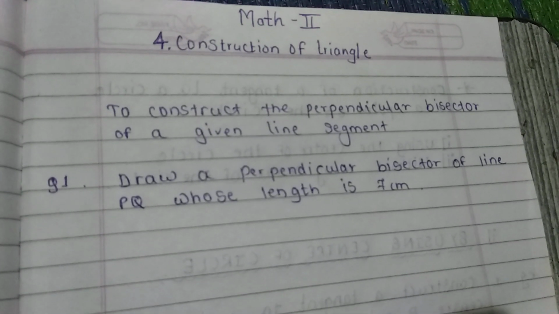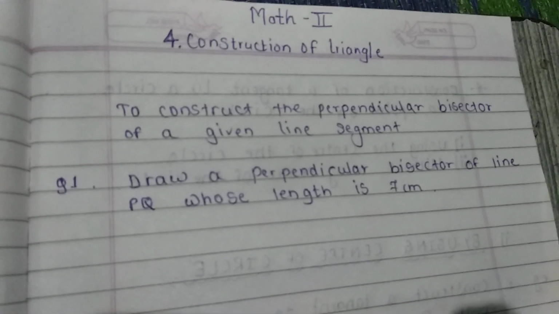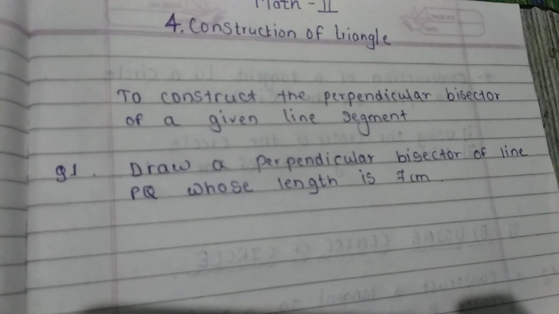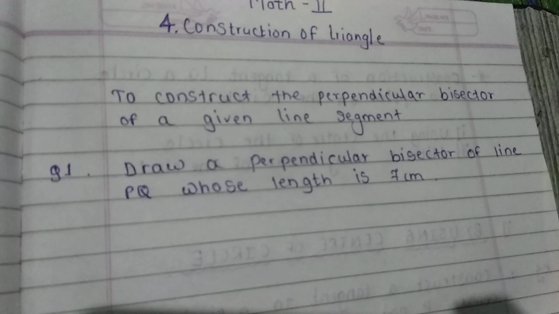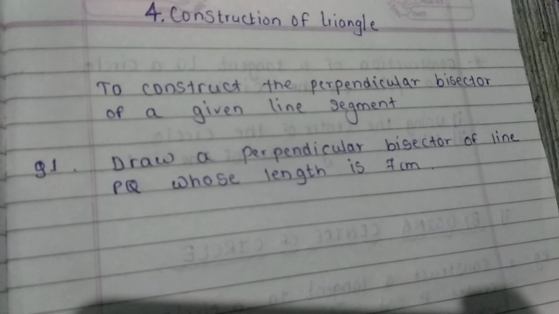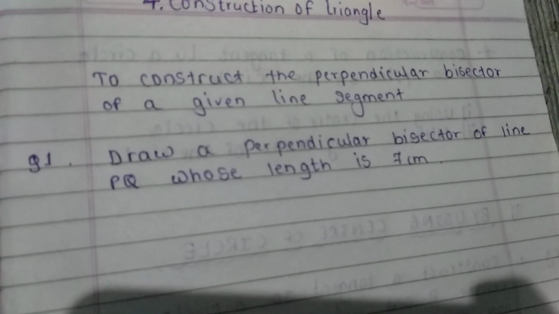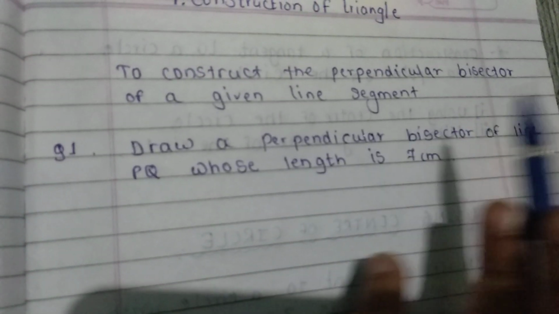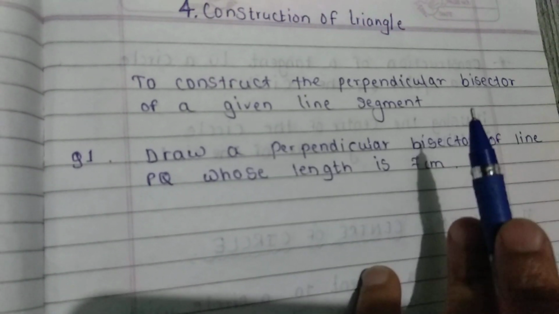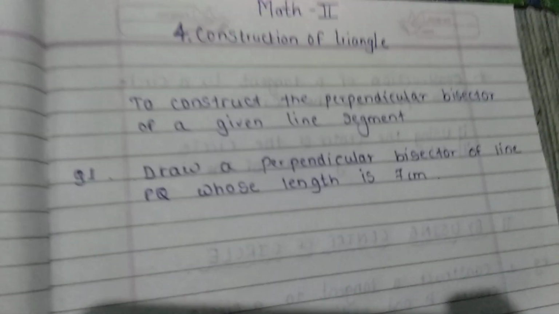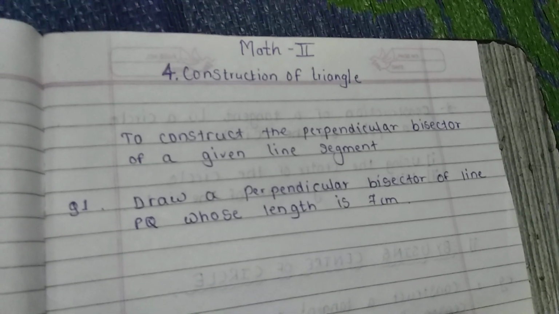So they will ask you a question like this: draw a perpendicular bisector of a line PQ whose length is 7 centimeter. So my dear students, sometimes they will give the name of the line segment and the length of the line segment, and sometimes they will just tell you to construct the perpendicular bisector of a given line segment. In that case, you have to take the measurement on your own, and the name of that line segment also you have to take on your own.